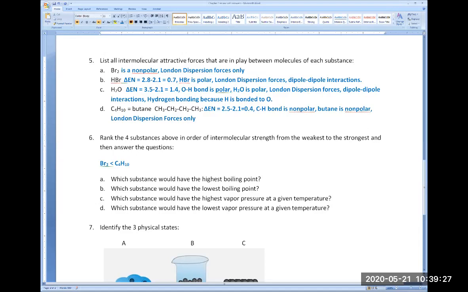So let's put them together like that. And then what comes after that? Tell me, what is having the moderate intermolecular attractive forces between water and HBr?